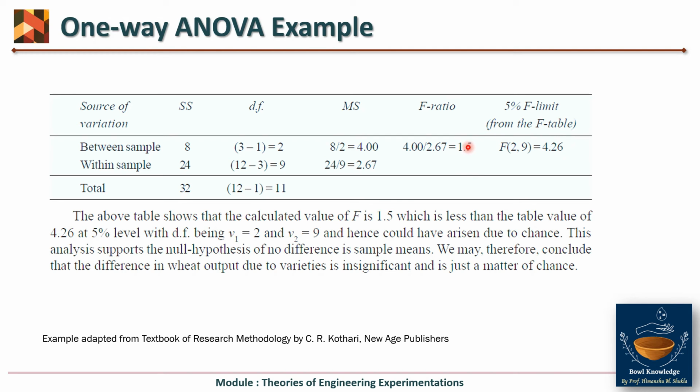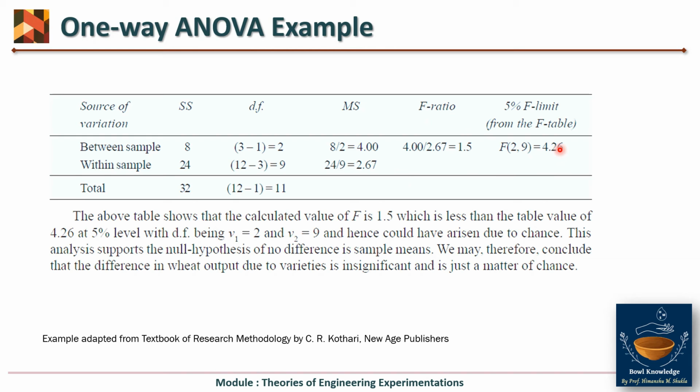1.5. So as this F is less than the standard F, you can conclude that the difference in wheat output due to variety is insignificant and it is just a matter of chance. In other words, your null hypothesis is accepted. There is no purpose of conducting the research. This is only due to chance. If this value of F were greater than or equal to the standard, then we can say that due to wheat variety the wheat output is significantly varying. Okay, so I hope one way ANOVA is clear to you.